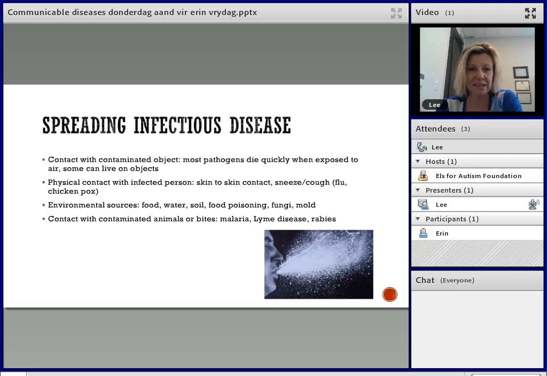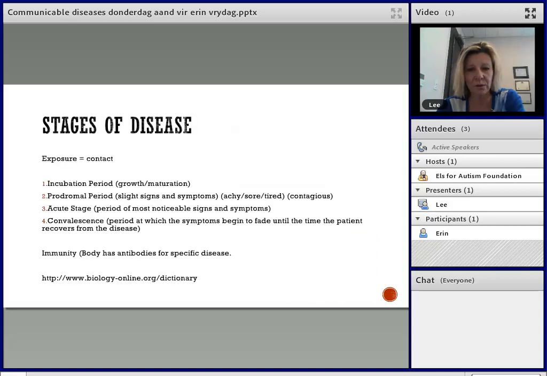Spreading infectious disease is through contact with a contaminated object. Most pathogens die quickly outside of the host, but some can live on objects. The physical contact with an infected person is skin-to-skin contact or a sneeze. As you can see, that big old sneeze over there. And environmental sources: food, water, soil, food poisoning, fungi, and mold. And contact with contaminated animals or bites, for instance, rabies.